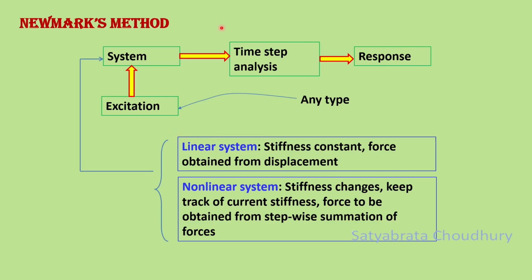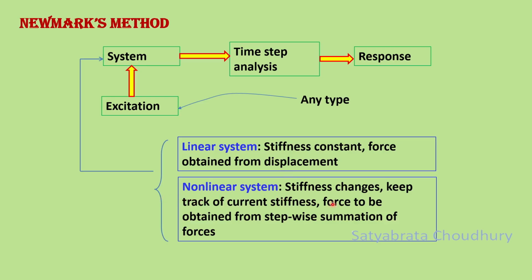Now how do we apply the Newmark method? What are the basic things here? We take an excitation of any type. It can be earthquake excitation, sinusoidal excitation, stepped excitation or any other excitation, and we apply this excitation to the system. As we have discussed, our system can be a linear system where stiffness remains constant, and the force-displacement relationship is established through stiffness. So if one is known, the other can be found out.